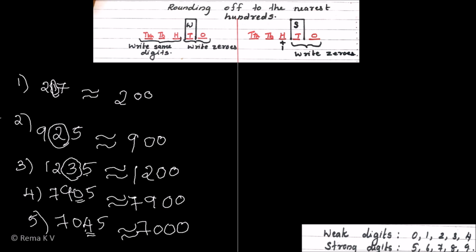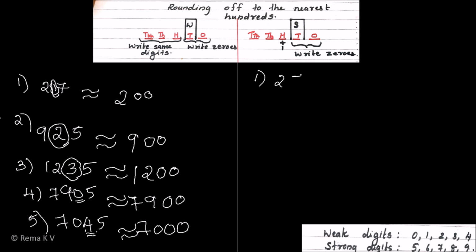Now check the third one. In this one, put the zeros in the ones place and tens place. Then check the digit in the tens place. It is a weak digit. So we have to write these two digits as they are here. The same has to be done in these two examples. Now let us move to this one. Write the first example here.